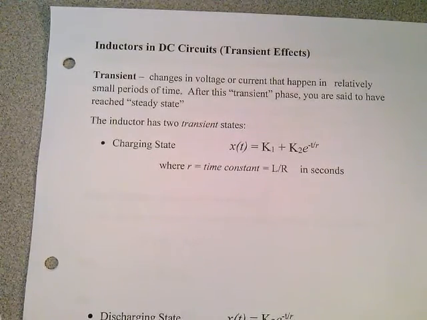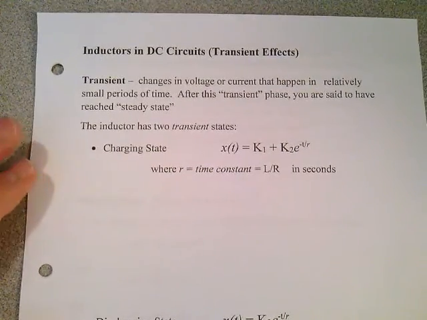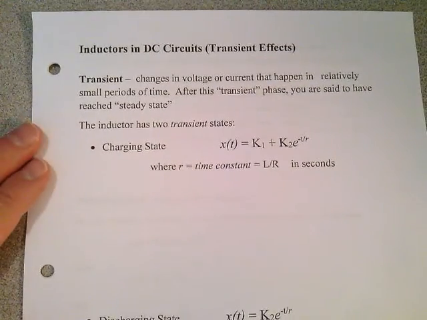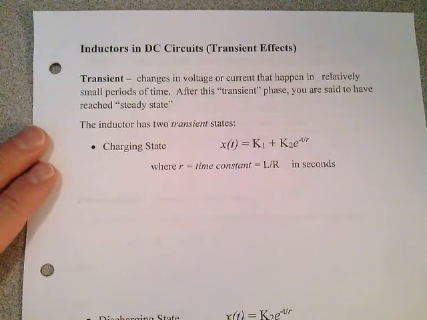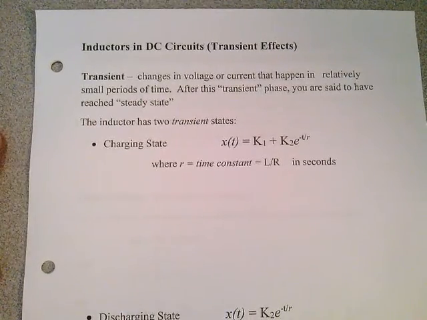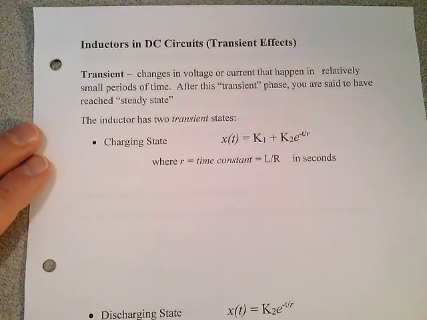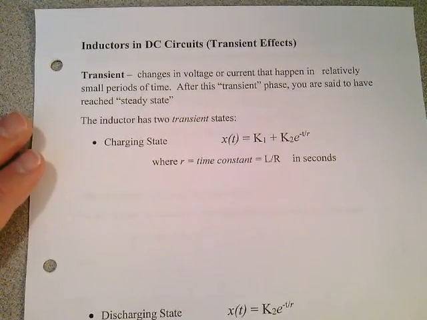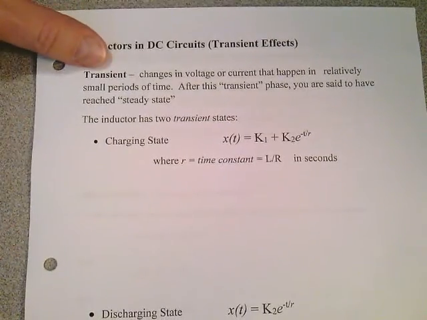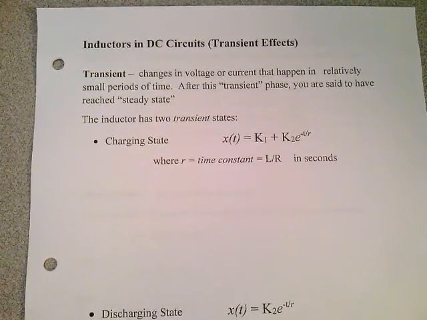RL Circuits. Starting on page 50, we're going to do the same thing here with the inductors that we did with the capacitor. And you're going to see a lot of parallel here. The only thing that's different is pretty much the time constant, but inductors in DC circuits, the transient effects. Remember, a transient are changes in voltage or current that happen in relatively small periods of time, and after this transient phase passes, you are said to have reached steady state.